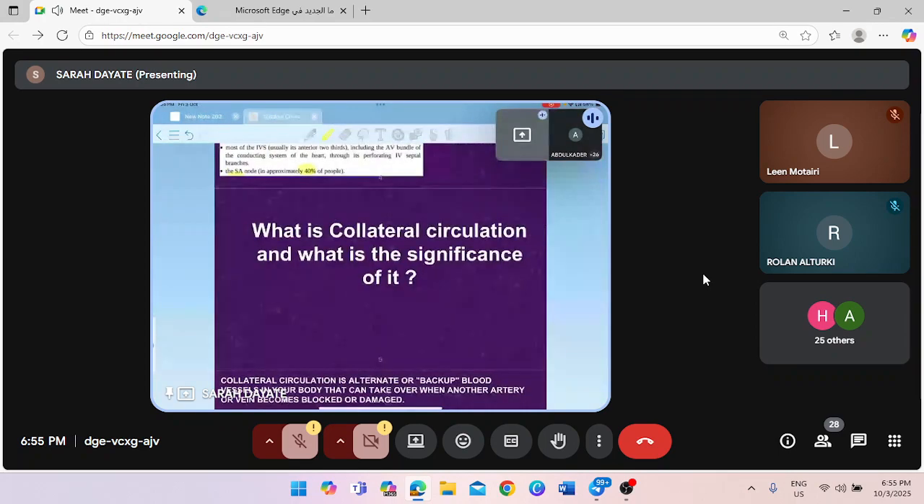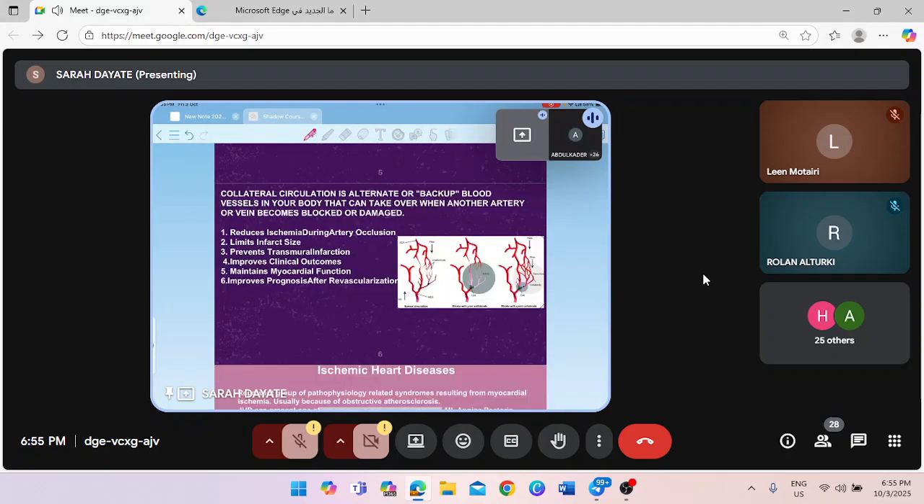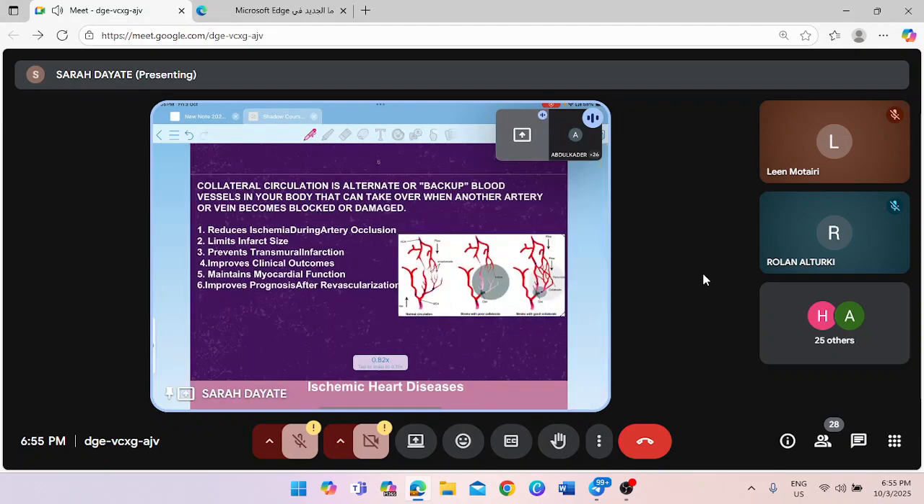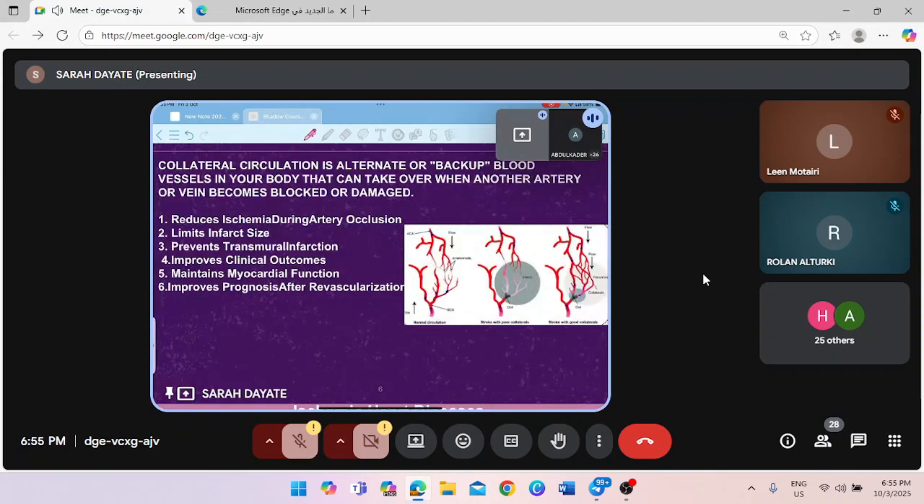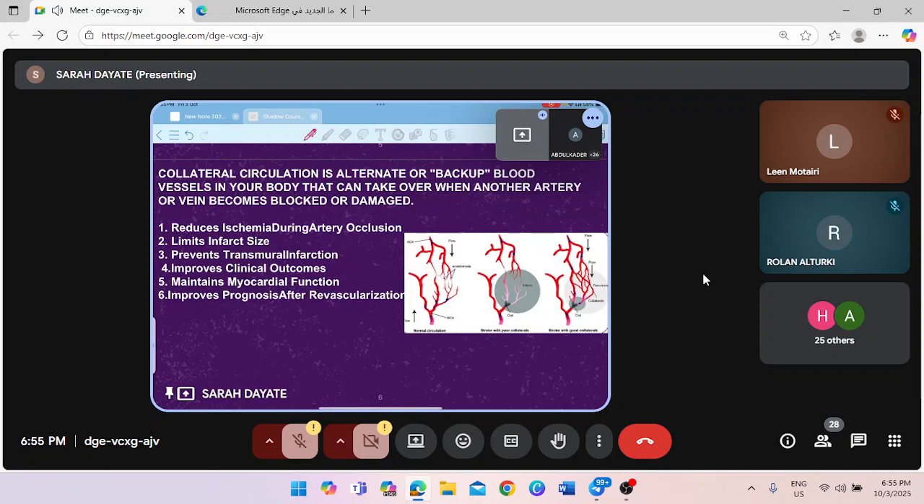Now here a question comes: what is the collateral circulation and what is the significance of it? Basically the collateral circulation consists of blood vessels that are present, okay? And they work as a backup in your body that can take over when another artery or vein becomes blocked or damaged.